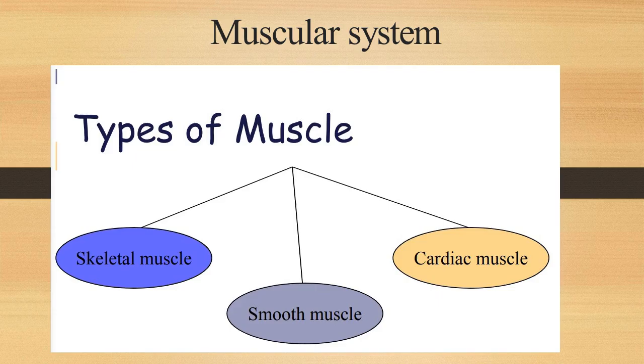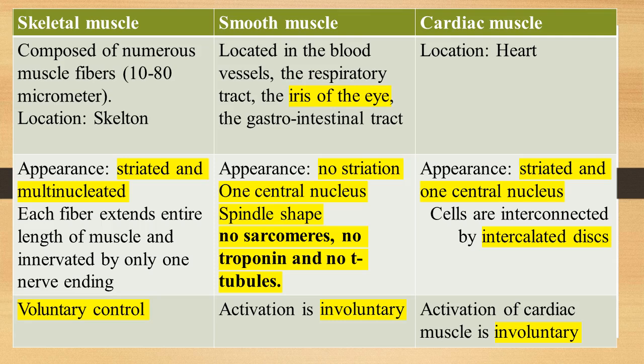The muscular system includes skeletal, smooth, and cardiac muscles, each with distinct locations and functions. This diagram categorizes these muscle types for better understanding. Skeletal, smooth, and cardiac muscles differ in structure, control, and function. This table highlights these differences, emphasizing the unique characteristics of each muscle type.